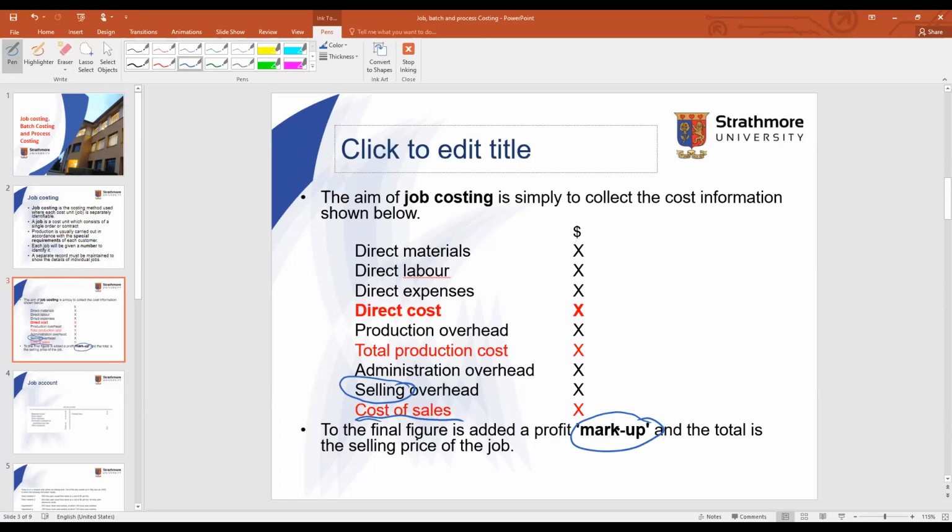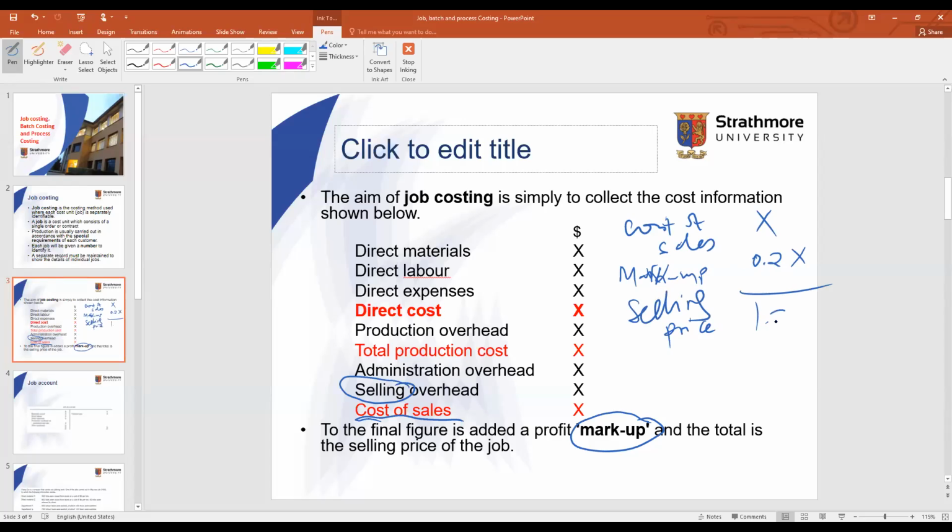For example, over and above the cost, I will require a profit of, let's say, 20%. So we'll have the cost of sales, X, plus the markup profit, which is equal to 20% of X, so 0.2X. Therefore, the selling price, or the amount they'll ask the customer to give you for the job you've done, will be 1.2X, for example. That's how we prepare the job costing.